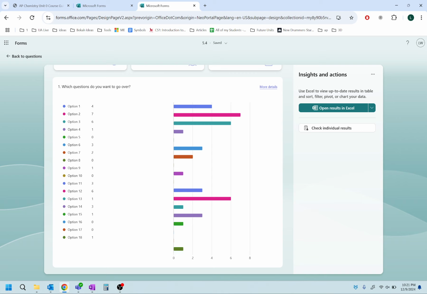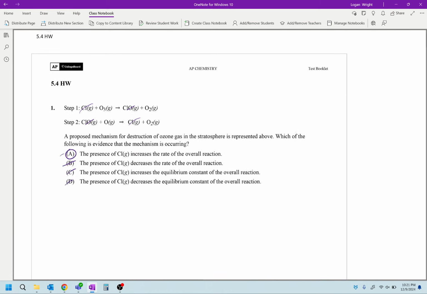Whole lot of numbers: 2, 3, 12. Maybe I'll sort of go through it. Let's just go through it. A proposed mechanism for the destruction of ozone. Which of the following is evidence that the mechanism is occurring?